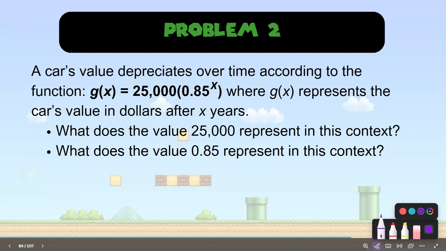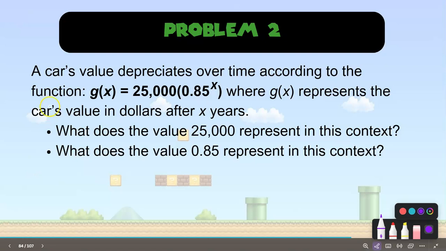A car's value depreciates over time according to the function g of x equals 25,000 times 0.85 to the x power, where g of x represents the car's value in dollars after x years. Now, what does the value 25,000 represent in this context?